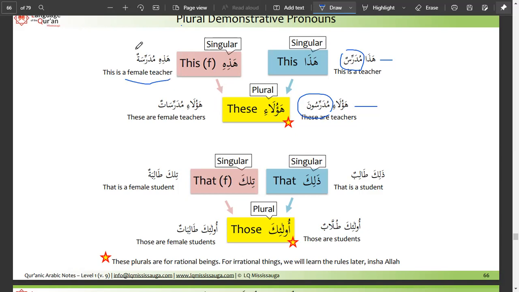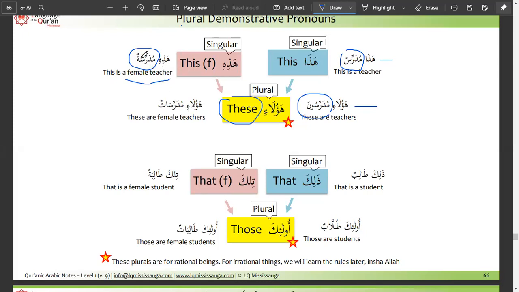Mudarrisatun is singular feminine, teacher. This is a female teacher, singular feminine. So hazihi is a singular feminine demonstrative pronoun. And the plural of hazihi is haula'i. Haula'i means these.